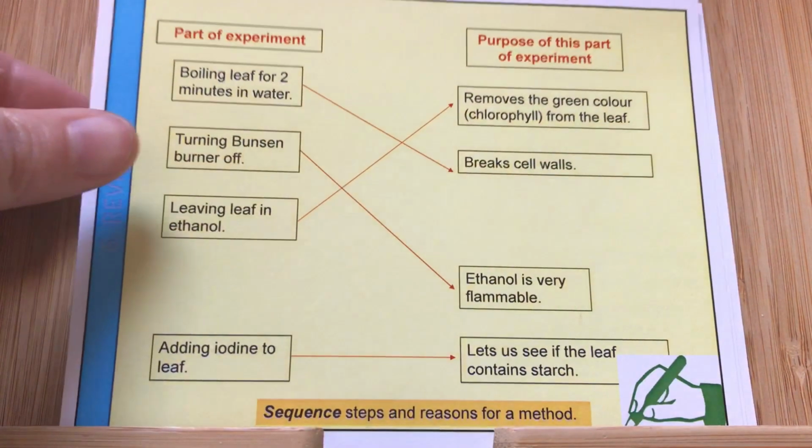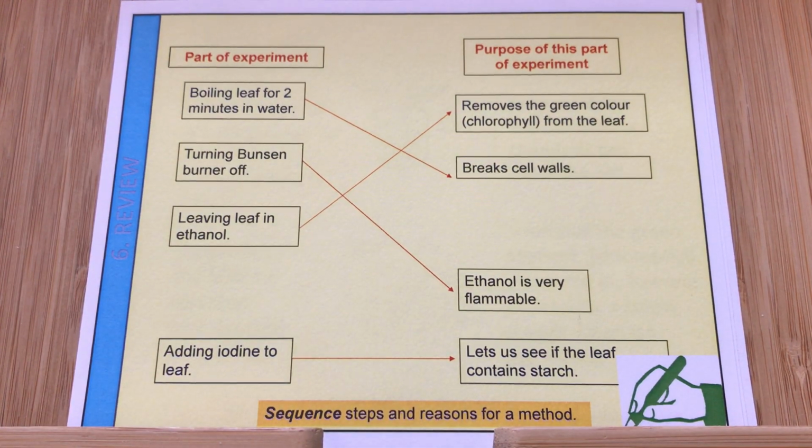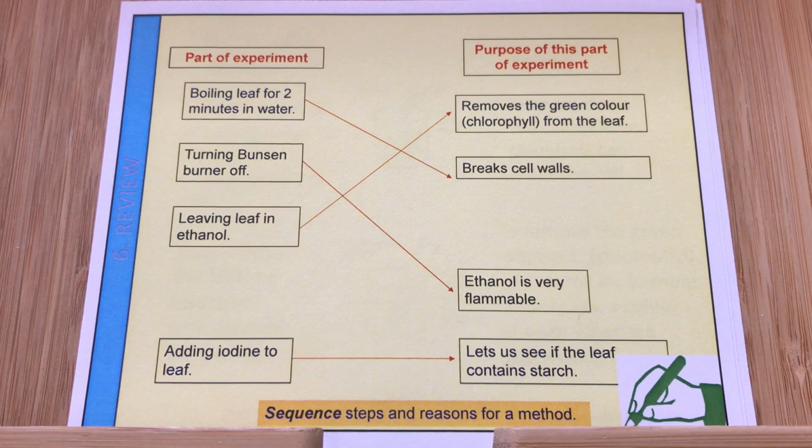So let's have a look at the parts of the experiment. We first of all left the leaves in the boiling water for 2 minutes. That breaks down the cell wall, allows us to access the contents of the cell. We used a Bunsen burner to heat up the water. We might have used a kettle because it's safer.